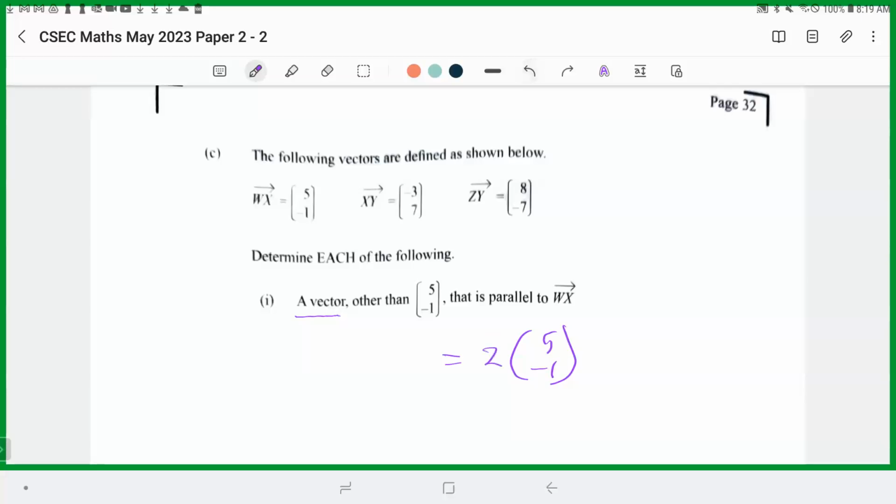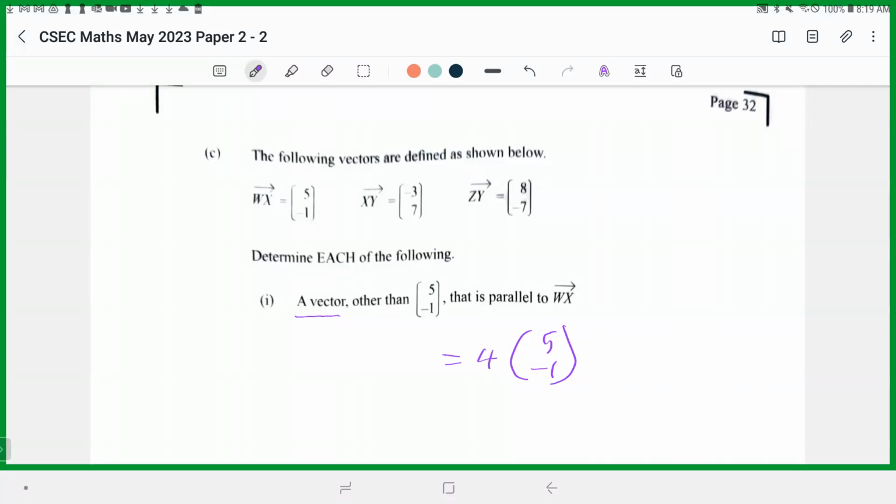It can be 10. Any multiple of it will work. Any multiple. So let's say I'm going to use 4. It doesn't matter. It can be 3 or 2. Any constant multiple. It can be 2/3. It can be 1/5. Any multiple of the (5, -1) will be parallel to it. I'm going to use 4, just for no particular reason.